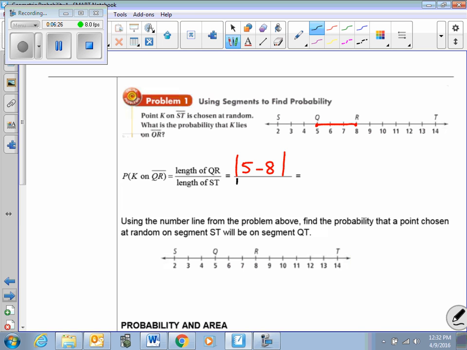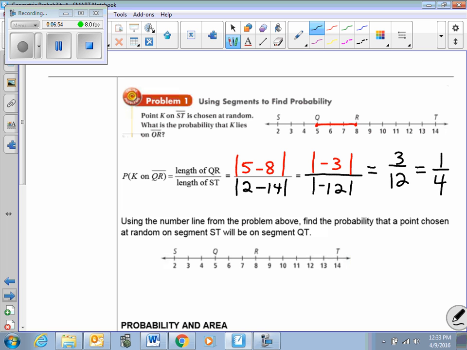And the length of ST is the absolute value of 2 minus 14. So the number of possible outcomes here is the absolute value of negative 12. Favorable outcomes is the absolute value of negative 3. So the probability that when I randomly choose this point K, it's going to be on QR is 3 over 12 or 1/4. And if you like to think of your probabilities as a percentage, then hopefully we know that's 25%. So I got a 25% chance of that point being on QR.